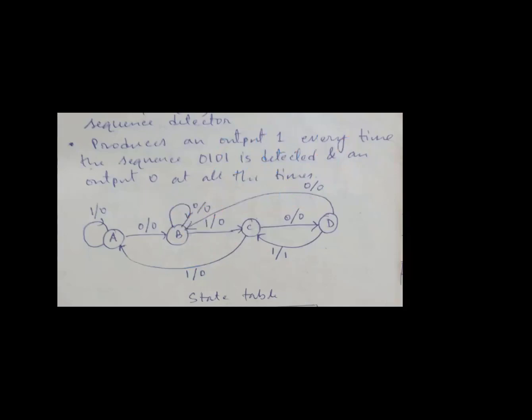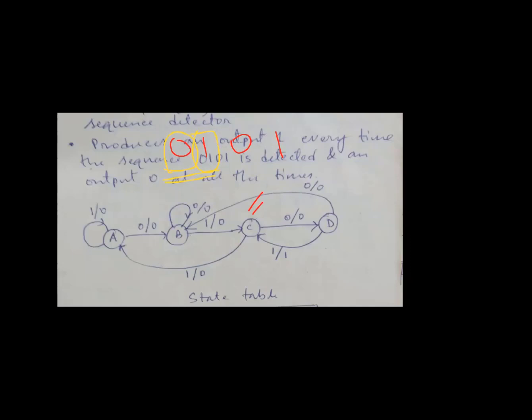Okay, so now the 0 1 0 1, now we are over C. Over C means already we have scanned 0, we have scanned 1, that is, we have already got these 2 bits. And now we are over C. Now what happens if 0 is input or 1 is input? Let's check one by one.